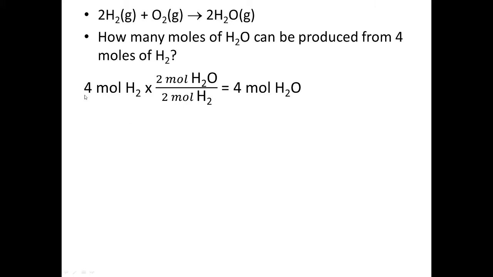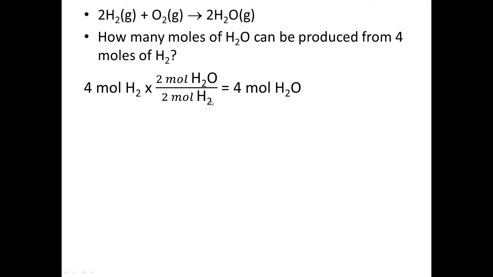Here's how we're going to do it. I'm going to write down the amount of hydrogen that I have, that's 4 moles. Then I'm going to build myself a conversion factor from the numbers in the reaction. See, there's a 2 in front of the H2. That means that there are 2 moles of hydrogen used in the reaction. There's a 2 in front of the H2O. That means there are 2 moles of water produced in the reaction.